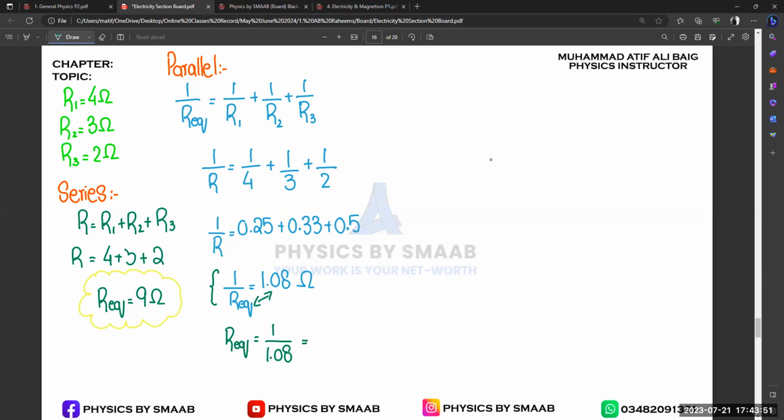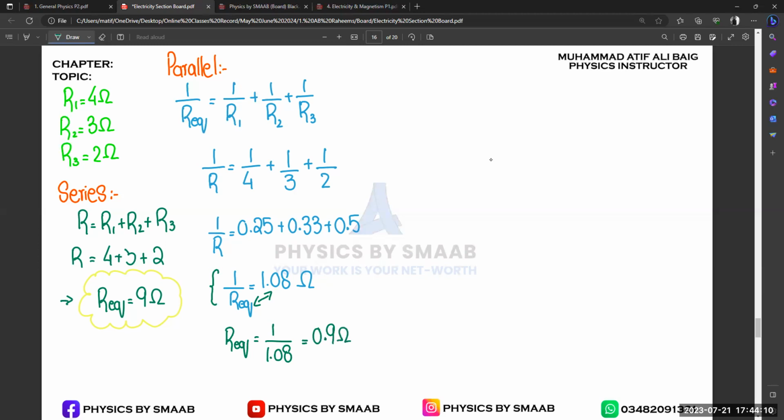So that's why we need to flip this value to find the value of r, right? Just like the series combination, we simply find the value of r equivalent, not 1 over r. So that is the problem. Your final answer is equal to 0.9 ohms.